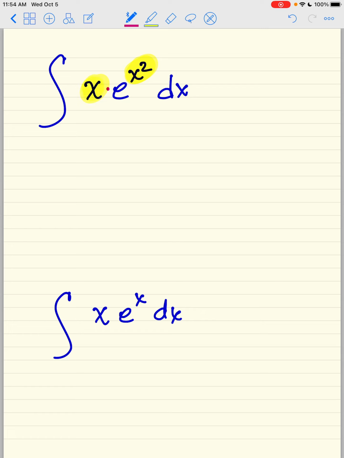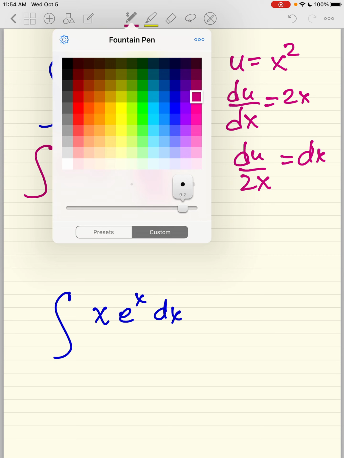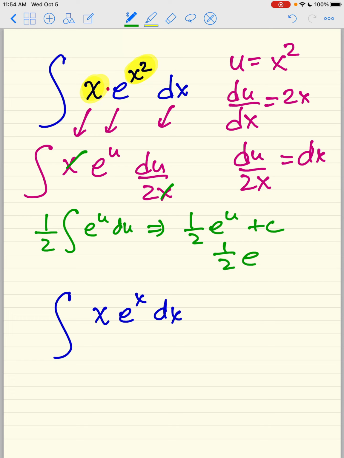So what we can do in this case is set u equal to the exponent, du/dx is equal to 2x, du over 2x equals dx. When we come back here, that's an integral sign, that's the x, that's e to the u, and dx becomes du over 2x. What happens in this case is that our x's cancel, and so you factor out this 1/2 e to the u du, and then that's a basic integral. You just have to go back and plug in u to be x squared plus c.